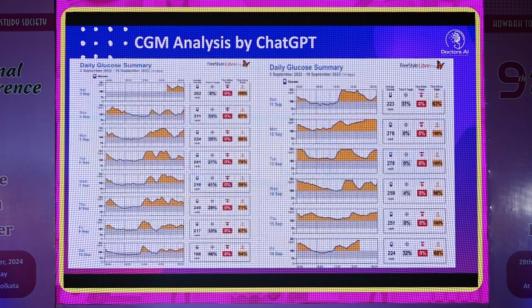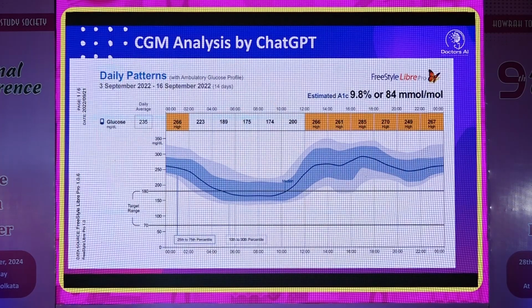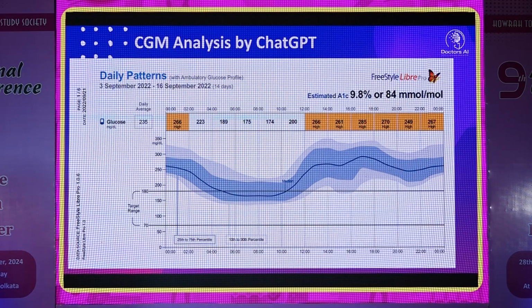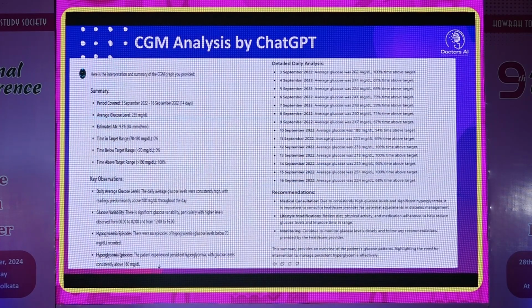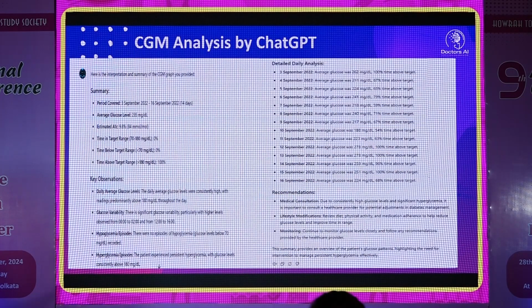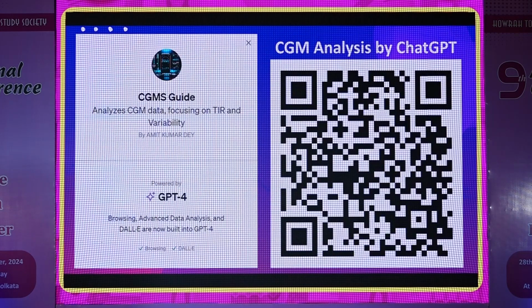We have developed a custom ChatGPT that you all can use if you're using ChatGPT 4. I'm going to give you the QR code right after this. And when you put this whole graph into this custom GPT, it gives you the whole summary of the continuous glucose monitoring graph. Now, why is this important? For a doctor, well, you might be able to interpret it, but when you are a diabetes educator or a healthcare provider, this might be very, very useful for you, or even a patient can find this interpretation very useful in taking decisions. So this is the QR code.